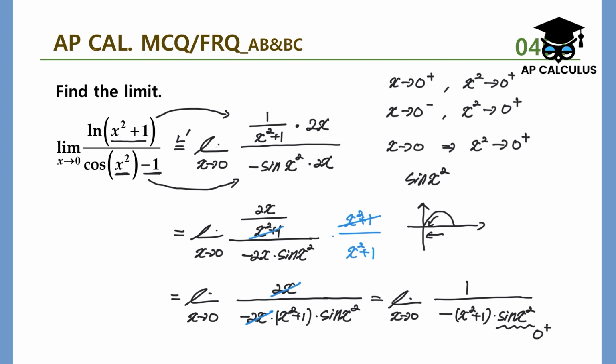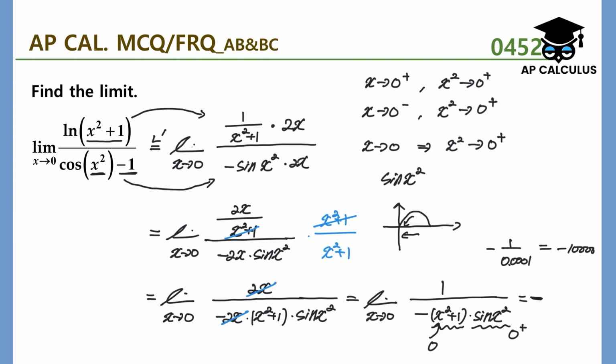Now let's think about the limit of this expression right here. As x approaches 0, this value right here approaches 1, right? If we substitute 0 here, 0 squared plus 1, that's just 1. And this expression approaches 0 from the right hand side, right? So this value is going to be negative. Remember, we have a negative here. Think about negative 1 over a really small number, like 0.0001. That's going to be a really large number with a negative sign, so it approaches negative infinity.